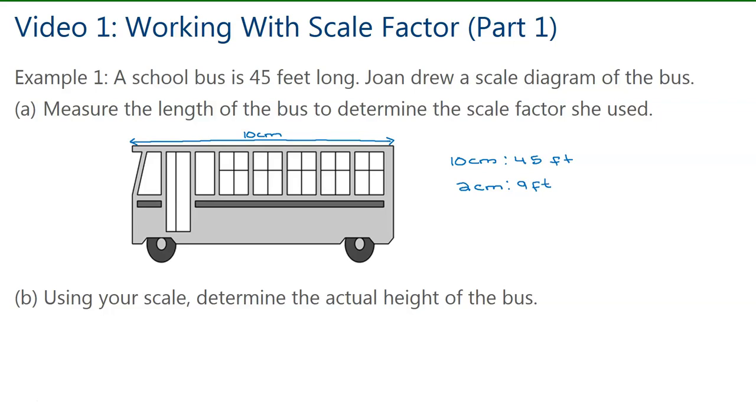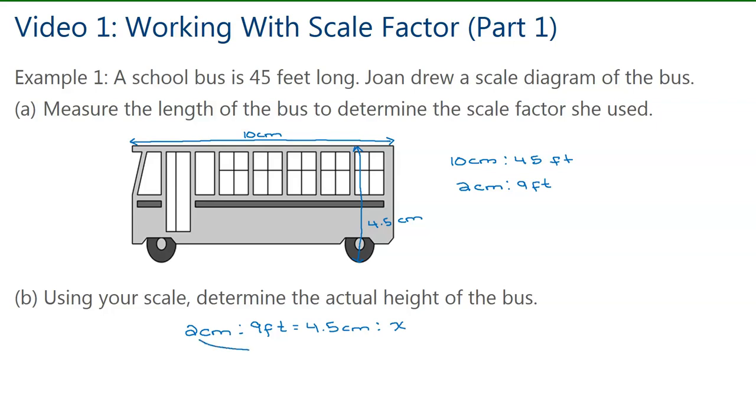Now for B, it says using your scale, determine the actual height of the bus. So this time I'm going to place my ruler right here to determine the height. When I do that, I get 4.5 centimeters. So let's set up a ratio proportion. Start by writing the scale. 2 centimeters corresponds with 9 feet. Then we'll set that equal to 4.5 centimeters and x, where x represents the actual height of the bus in feet.